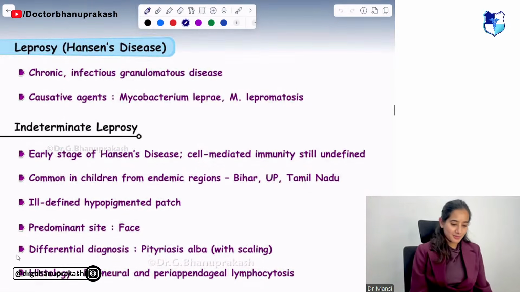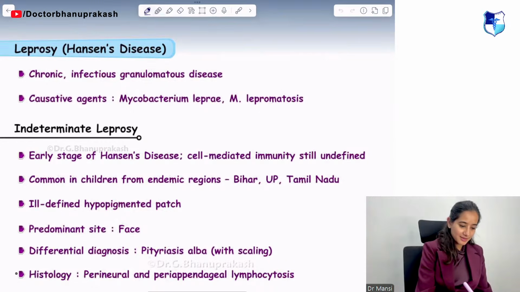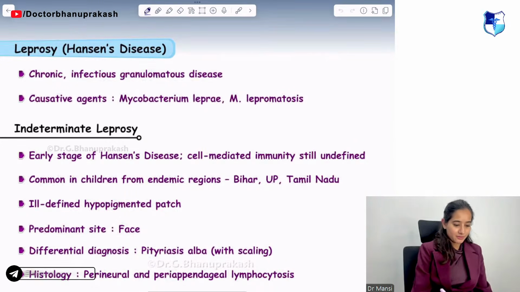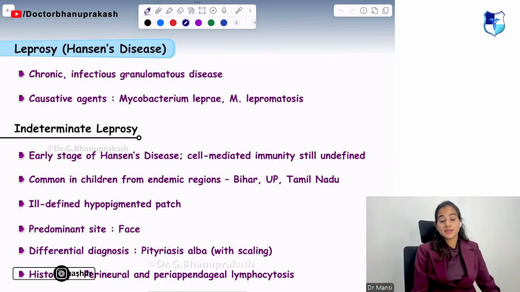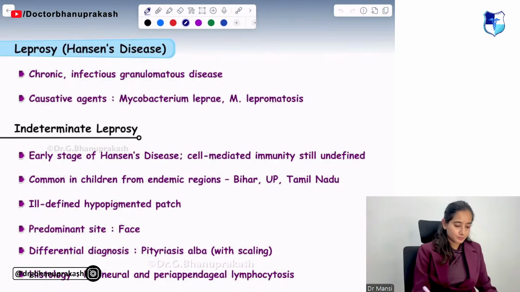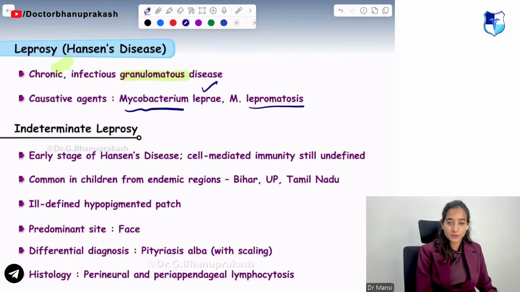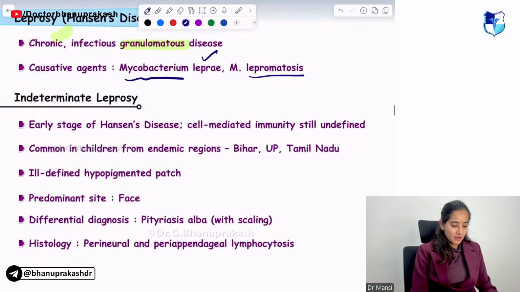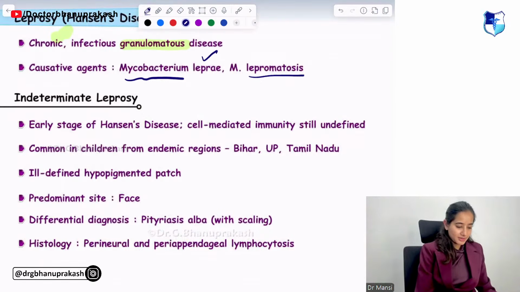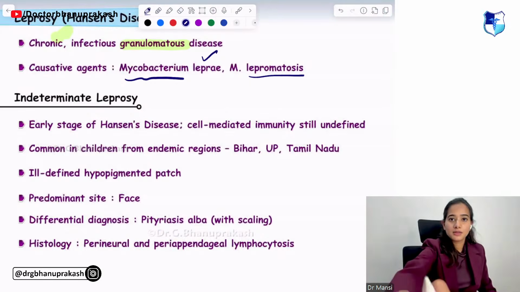Welcome back, guys, from the break. Let's begin from where we just left. Leprosy, Hansen's disease. This is another granulomatous disease after tuberculosis. This is chronic and infectious, of course, and the causative agent is Mycobacterium leprae or lepromatosis. We have different forms of leprosy, starting with indeterminate.